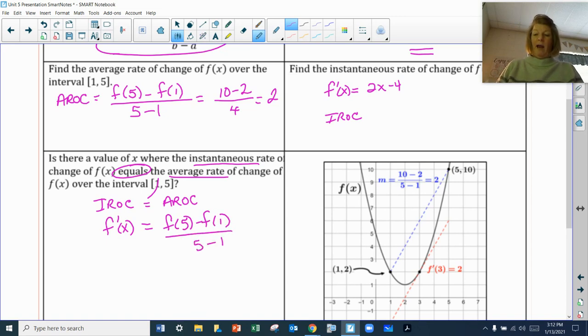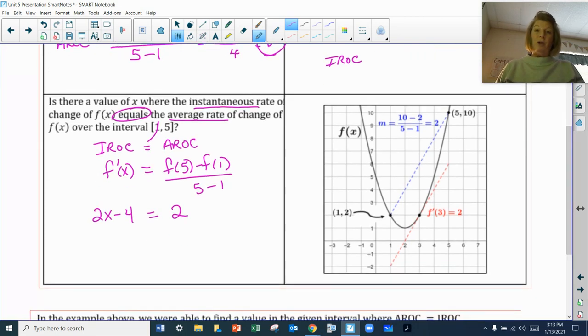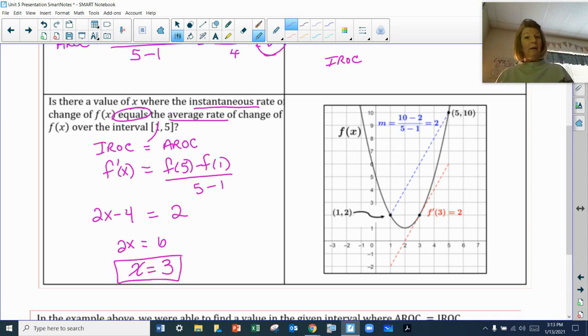Now, f prime, we calculated that out in that previous box, 2x minus 4. So I'm going to substitute that for f prime. And we did our calculation for AROC. That turned out to be 2. And it sure looks like it exists, doesn't it? We can solve this quite easily. It looks like at x equals 3, AROC and IROC would be equal. So let's go look at the graph.